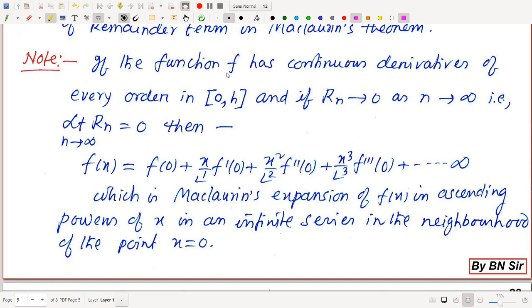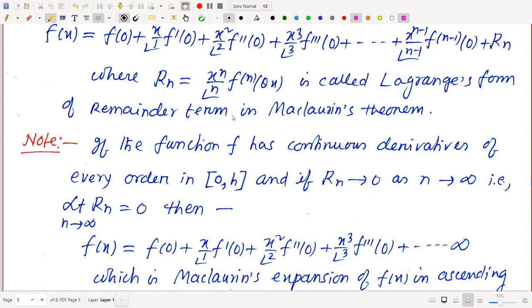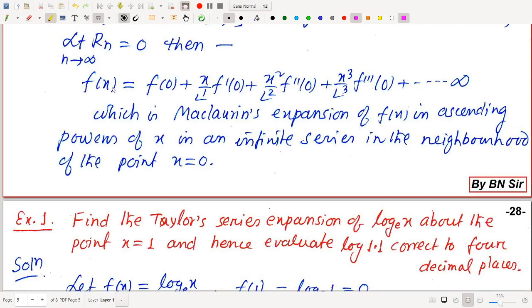Note, if the function f has continuous derivatives of every order n in the closed interval [0, h], and if Rn tends to 0 as n tends to infinity, then this Maclaurin's theorem becomes f(x) equal to f(0) plus x/1! f'(0) plus x²/2! f''(0) plus x³/3! f'''(0) plus ... to infinity. Already we have seen this in Taylor's theorem in the deductions. So this is Maclaurin's expansion of f(x).